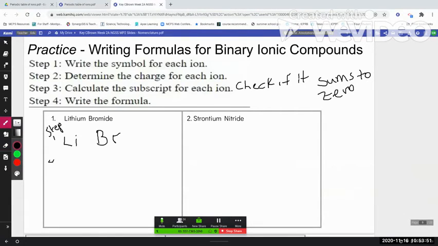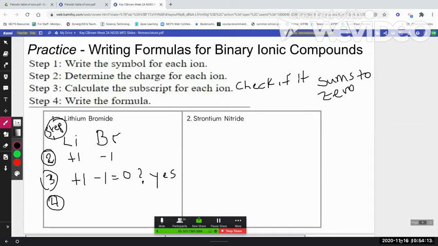So for step 2, I'm going to stop writing step. I have a +1 here. I have a -1 there. For step 3, I just want to know that my charges sum to 0. And if they do, then I'm going to rewrite the symbols next to each other. And that's my final answer as the formula. Okay. Then I just go to my next problem, the same thing.